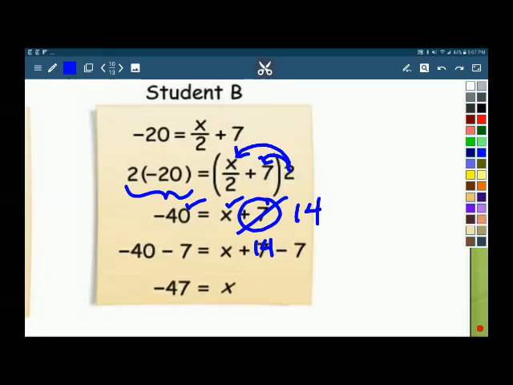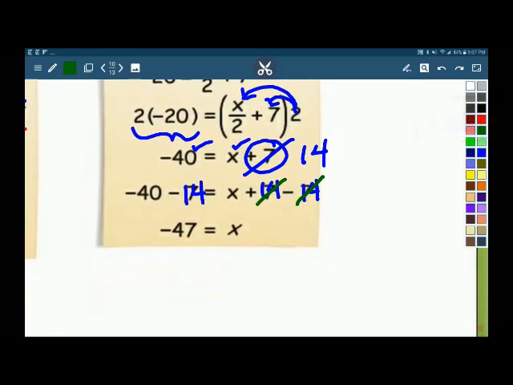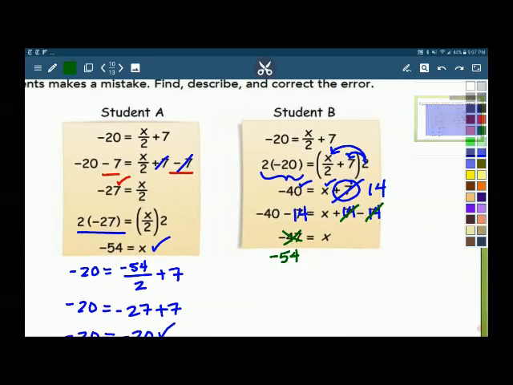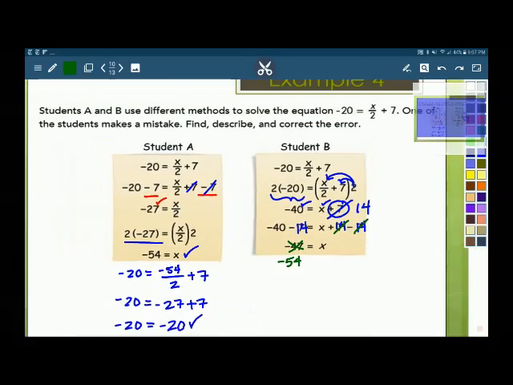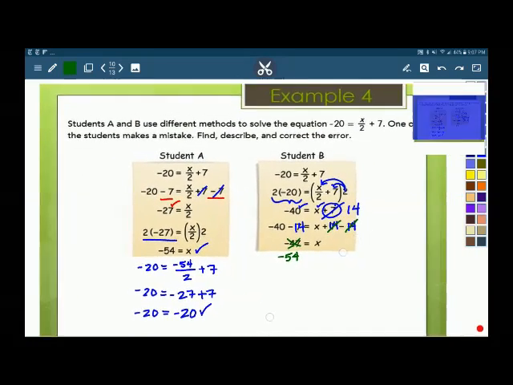And then they start doing the subtraction of 7 on both sides, but it's not a 7. It's supposed to be a 14, so they would actually want to subtract 14 from both sides so that this positive 14 and the negative 14 go away. And they would actually be doing negative 40 minus 14, which is not negative 47, it should be negative 54, which would jive with student A because then they both would have negative 54 as their answer. So two different routes, two different methods of doing the same thing, only student B had made an error along the way by not applying the distributive property to the second term.